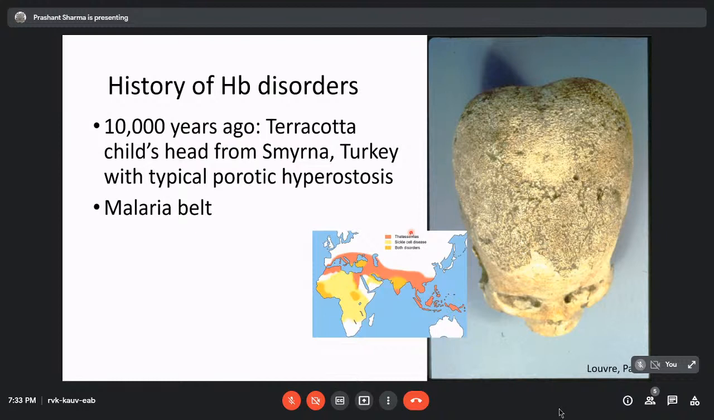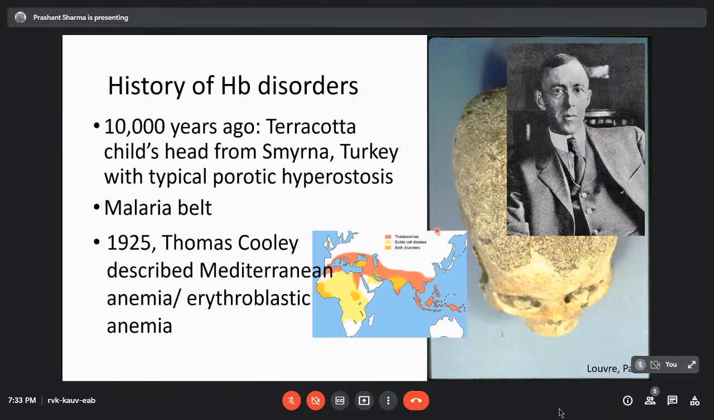And then, of course, we're aware of the fact noted by Haldane that a lot of these disorders of red cells show a striking similarity in distribution with areas that are endemic for malaria. So that's another reason why they've been around for so long, because the heterozygous state affords some protection against the more severe forms of malaria. And this gentleman over here is Thomas Cooley. He was an American pediatrician who also worked a lot in France. He was the one who first gave us detailed descriptions of what was till then called Mediterranean anemia, and he suggested a name of erythroblastic anemia for obvious reasons.